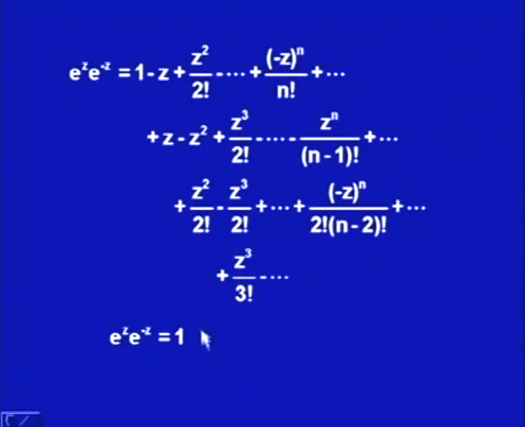So, we can multiply infinite series term by term and the result remains unaffected. We already know that e^z into e^(-z) is equal to 1, but by actually multiplying two power series, this also gives us 1. So, term by term multiplication of power series is possible.